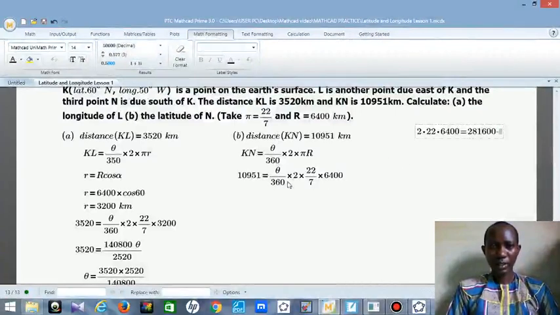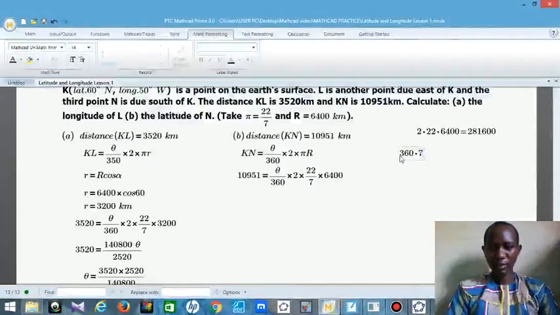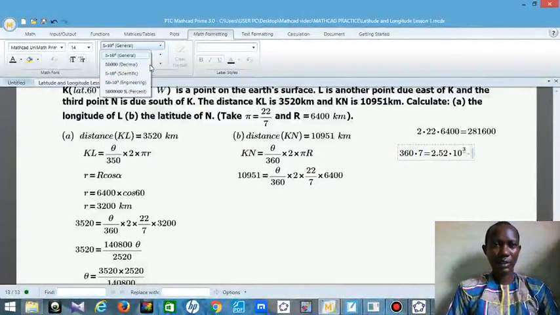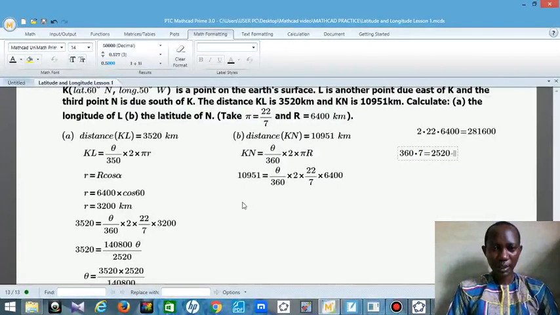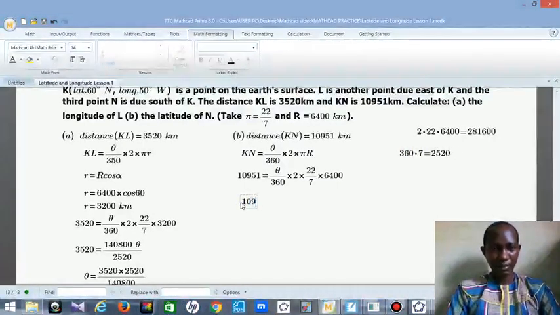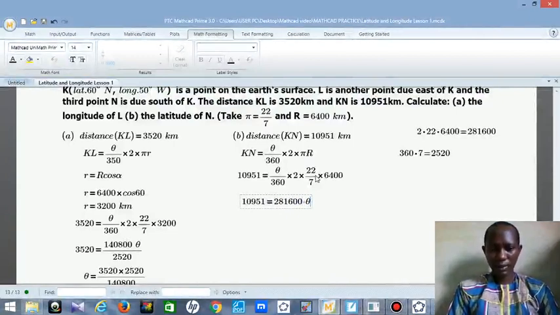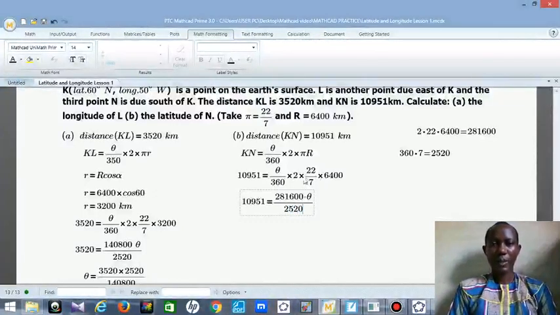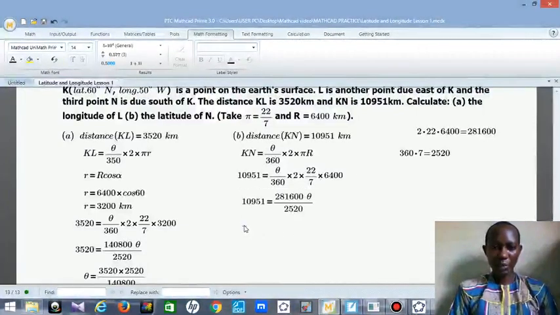Then 360 times 7. So let's also put it in decimal. Okay, so we have 10,951 is equal to 281,600 theta, divided by 2,520, which is 360 times 7. 2 times 22 times this, we get that. Then the next thing, let's cross multiply.